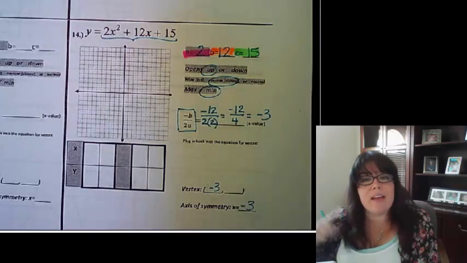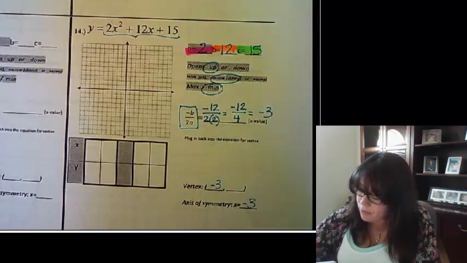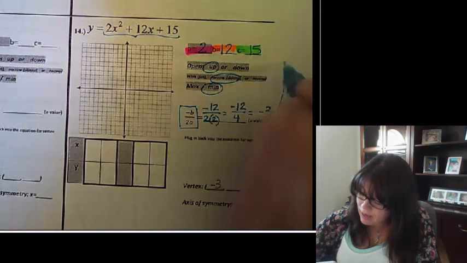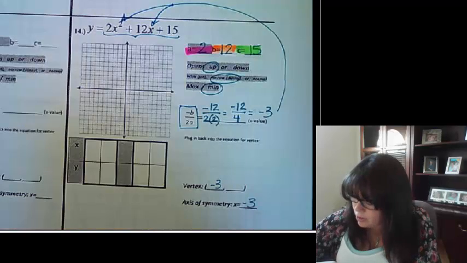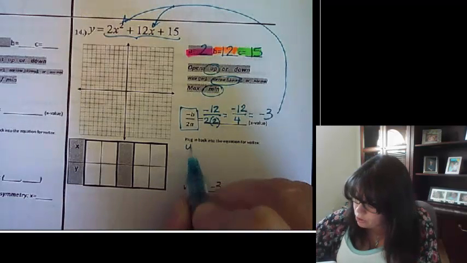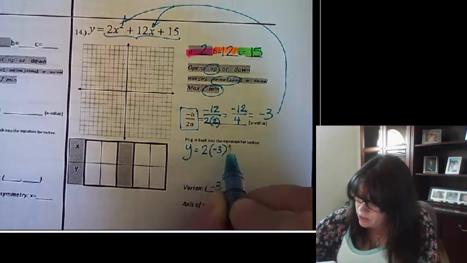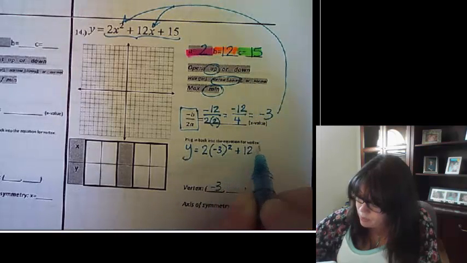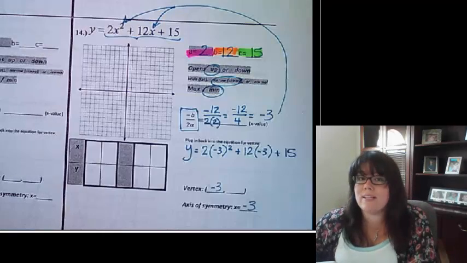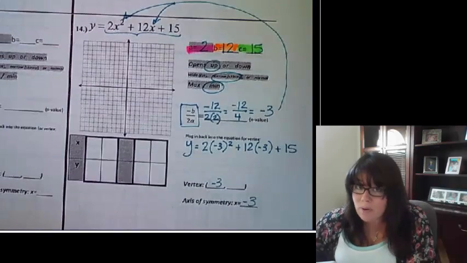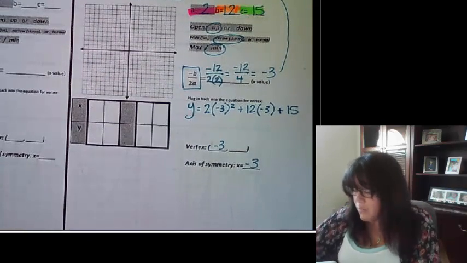Now I need to find the other half of that point. I need to find the y value. So I'm going to take this negative 3 and plug it back in wherever I see an x. Okay, so watch how I set this up. I'm going to do y equals 2 times negative 3 in parentheses squared plus 12 times negative 3 in parentheses plus 15. Notice I'm using parentheses wherever I plug it in. That's important to make sure that you don't get confused when you do your order of operations.